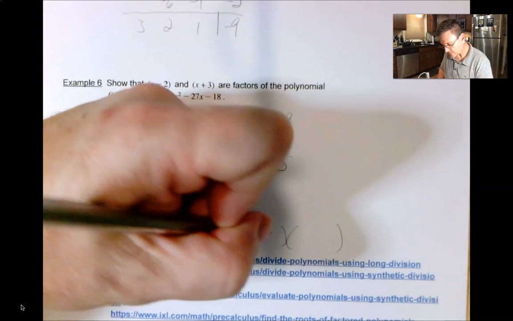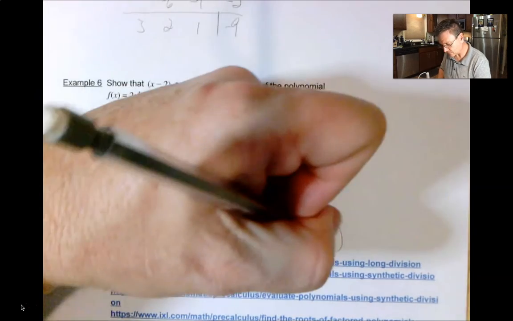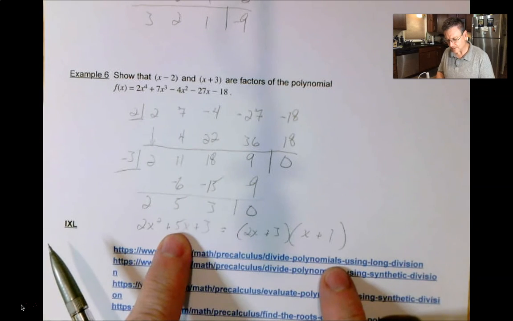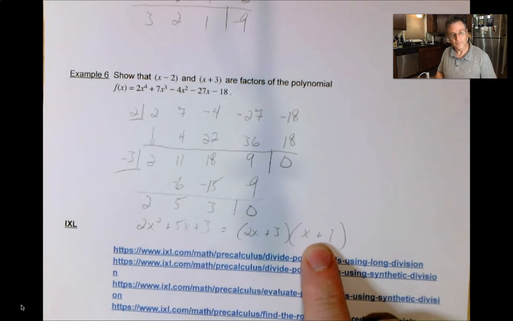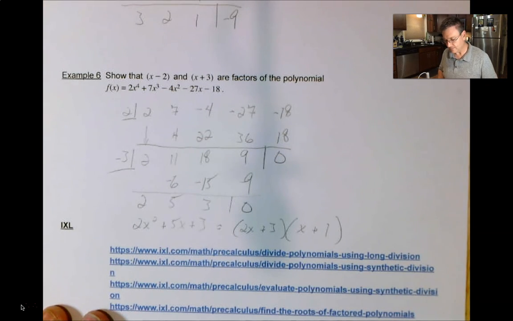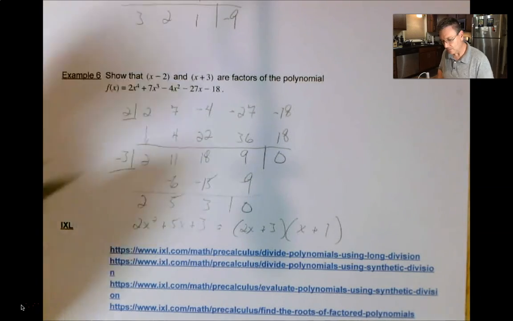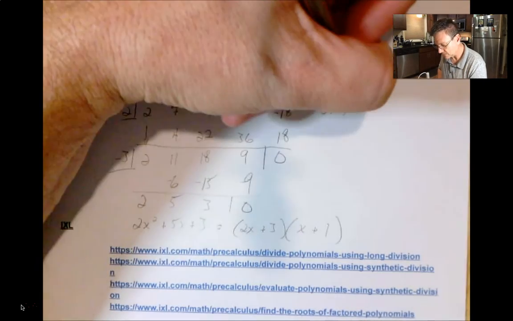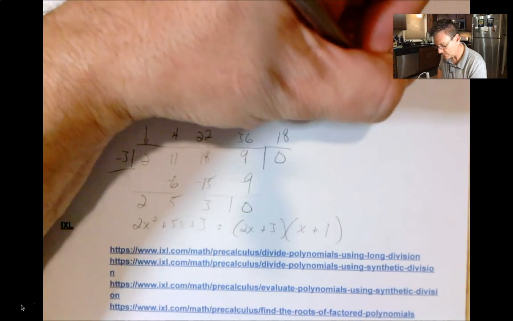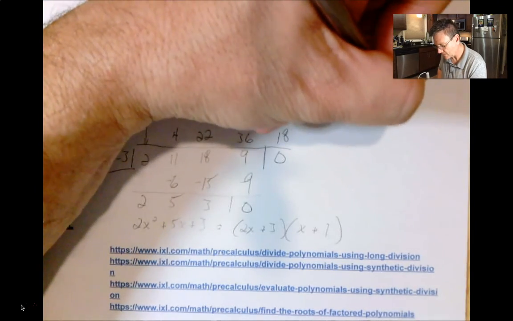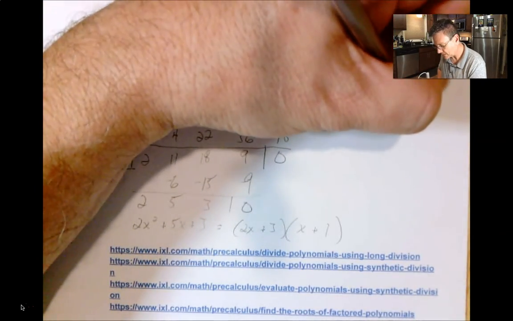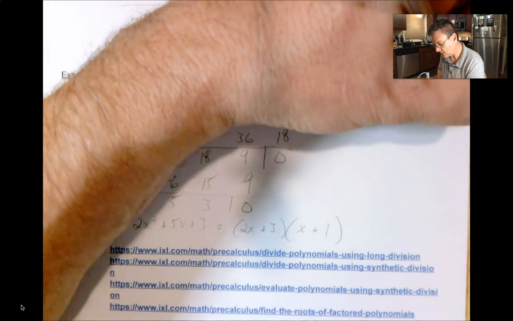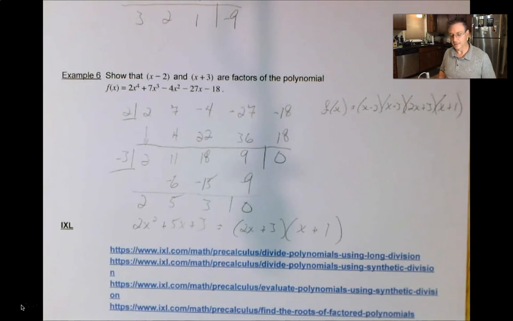2x plus 3, x plus 1. 2x, 3x, 5x. There are our remaining 2 factors and zeros of this function. So f of x equals x minus 2, x plus 3, 2x plus 3, and x plus 1. It is now completely factored.